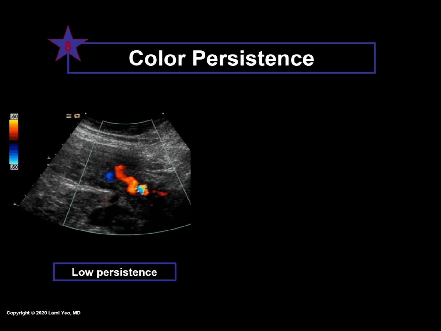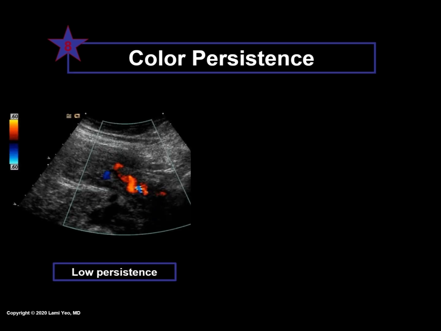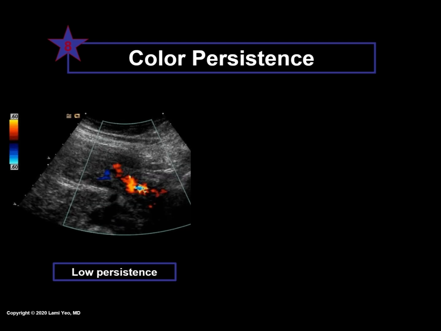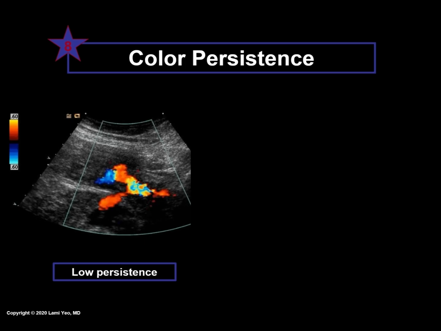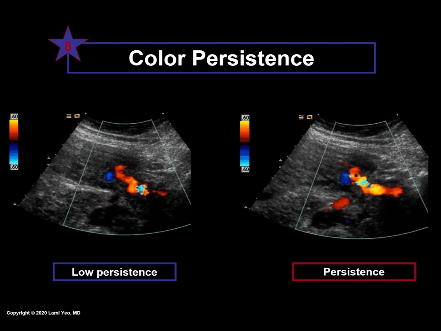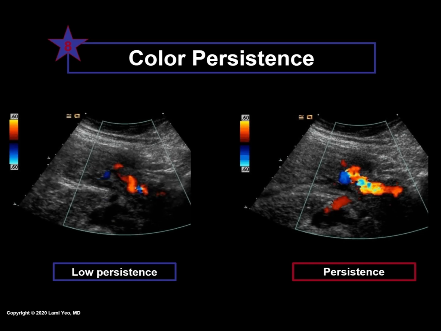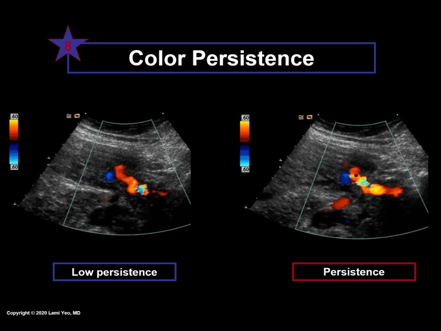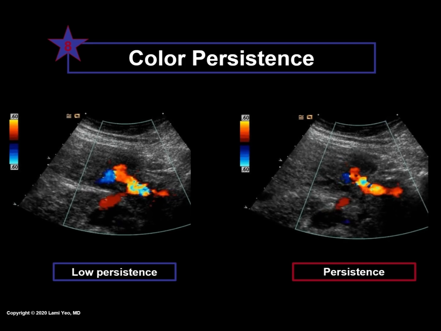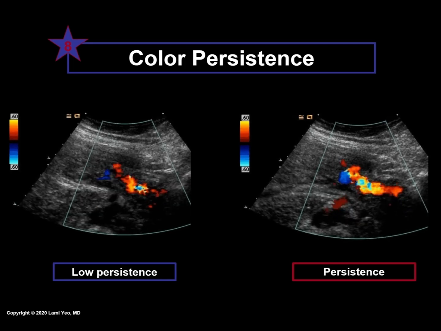Here's an example demonstrating color persistence. On the left video, the uterine artery is being imaged using color Doppler, but with low persistence. Pulsation in the vessels is evident. In contrast, the right video shows a higher persistence. Notice that there is a reduced impression of pulsation. Indeed, the blood flow appears to persist and linger for a longer period of time.